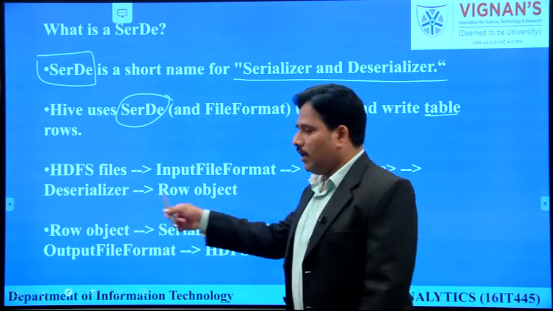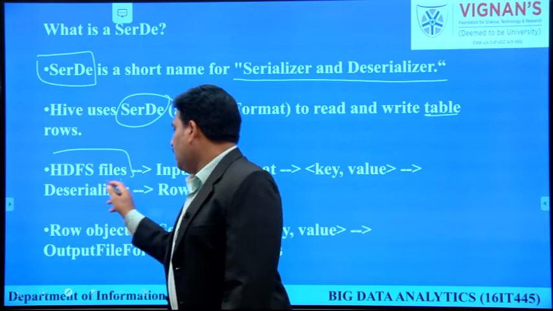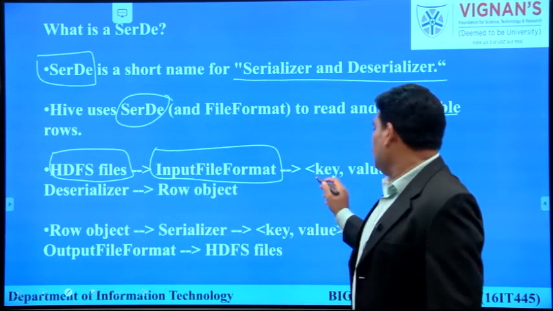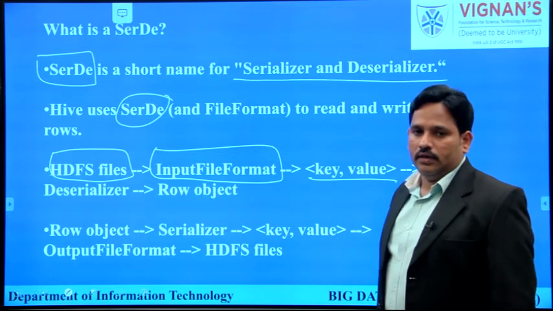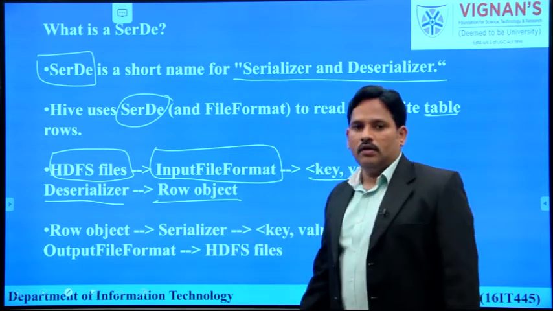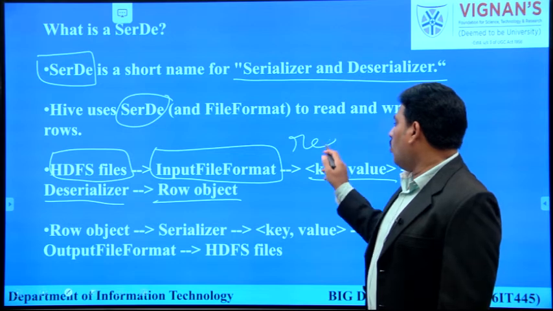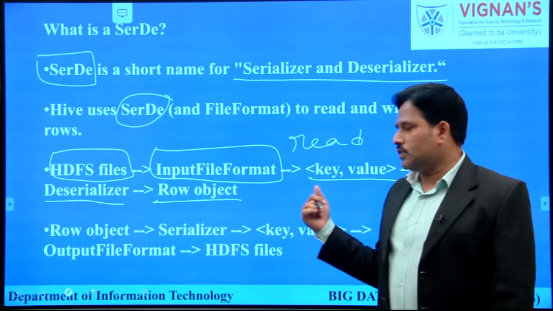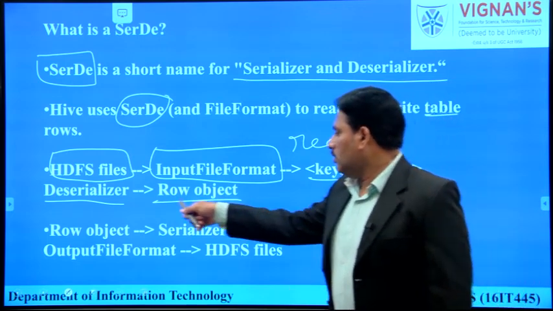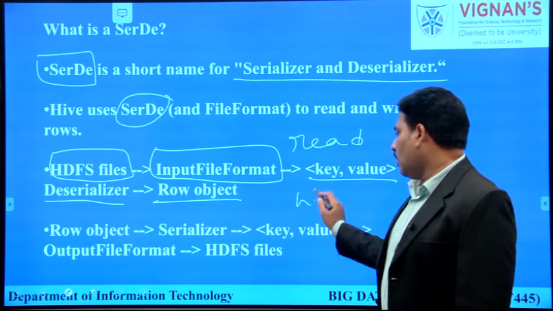Now look at the accessing path of the data. We are accessing data from HDFS files. We are creating an input file format based on key value pair, applying deserializer, performed row wise. Accessing data means we are doing a read operation. Read the data from the HDFS file in the given input file format based on key value pair, apply the deserializer to get a row object, and then we apply the reverse, that is the write operation.